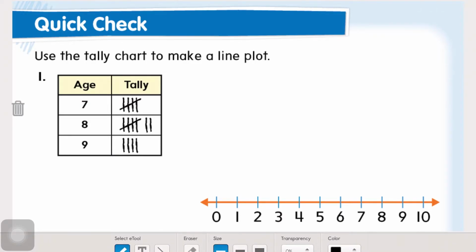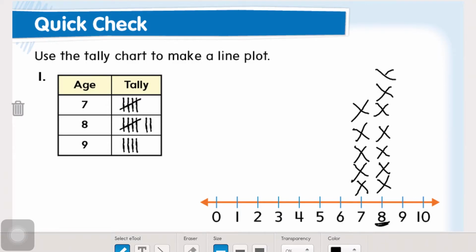Okay, so we're going to use the tally chart to make a line plot. We look here at age 7, and we have 5 tally marks. So we're going to make 5 X's above the number 7. And then we have 5 plus 2 is 7, which means 7 of the kids are age 8. It's kind of tricky, isn't it? And then 4 of them are 9. So now we've got our line plot for their ages.